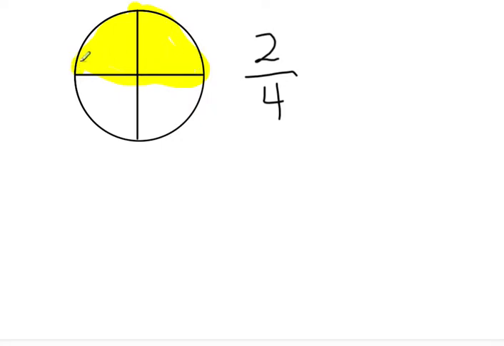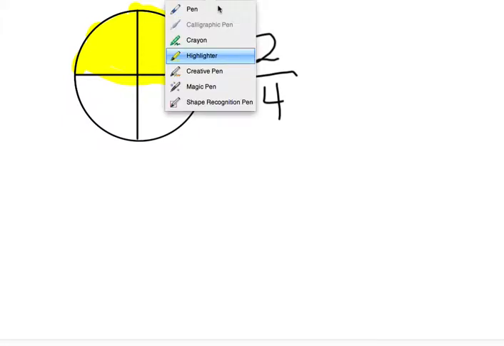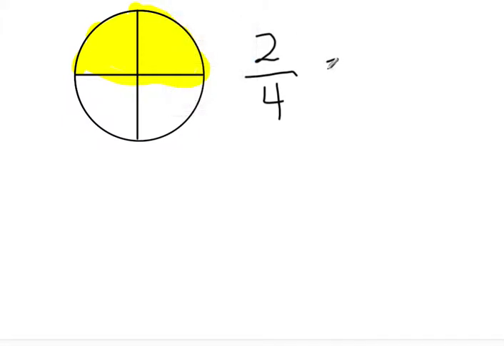So approximately, how much would you say of this circle is shaded? If you said to yourself that about half of this circle is shaded, you are correct. 2/4 and 1/2 are equivalent fractions. Let's try this again.